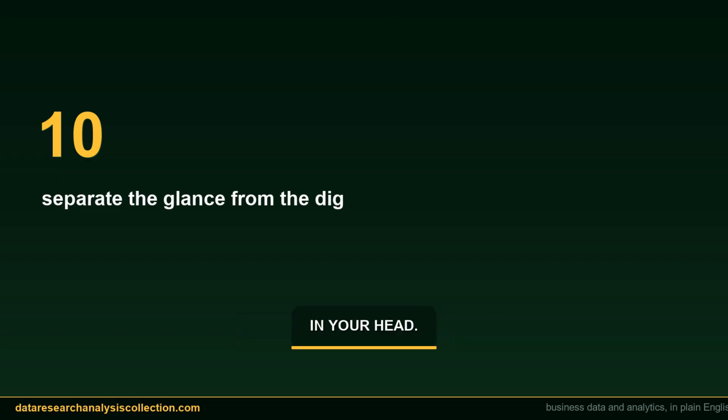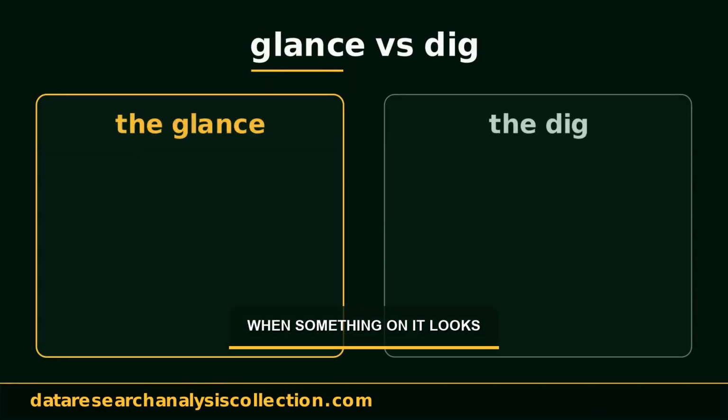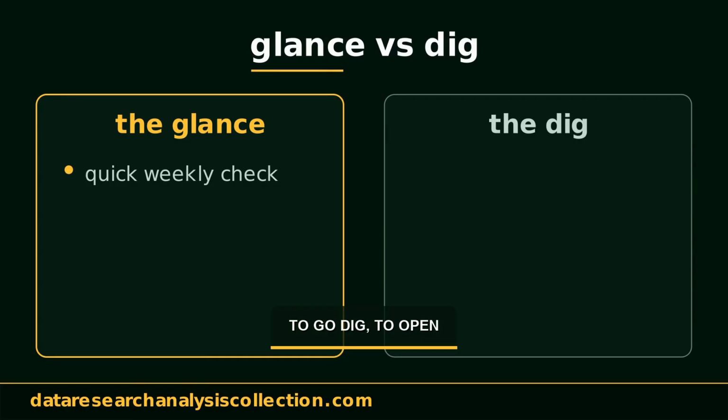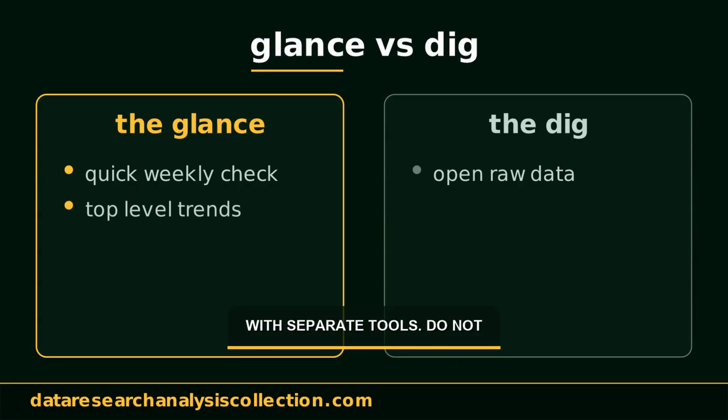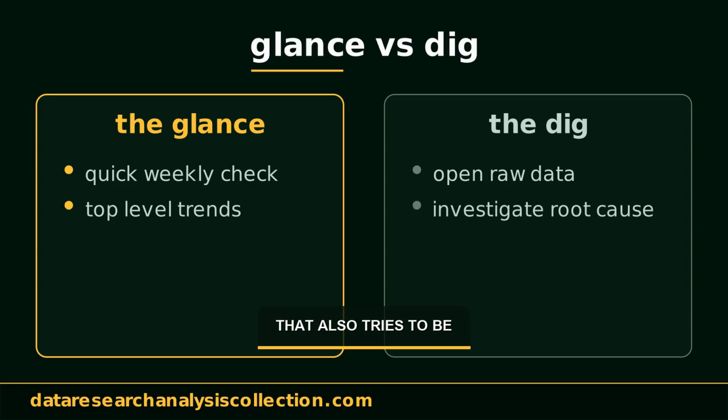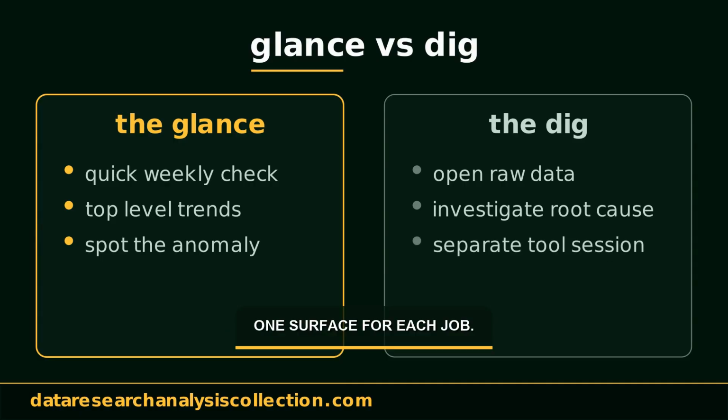Separate the glance from the dig. Keep two things apart in your head. The dashboard is for the glance, the weekly is-anything-wrong check. When something on it looks off, that is the trigger to go dig, to open the detailed data and investigate, which is a separate activity with separate tools. Do not try to make the dashboard do both, because a dashboard that also tries to be an analysis tool becomes cluttered and serves neither. The glance points at the problem and the dig figures out what it is. One surface for each job.